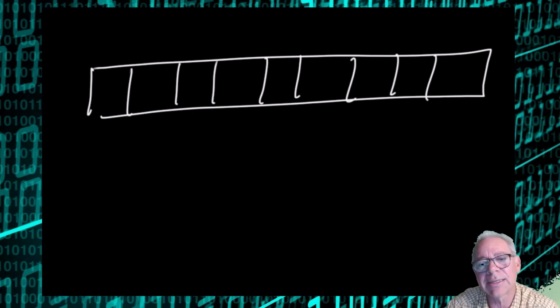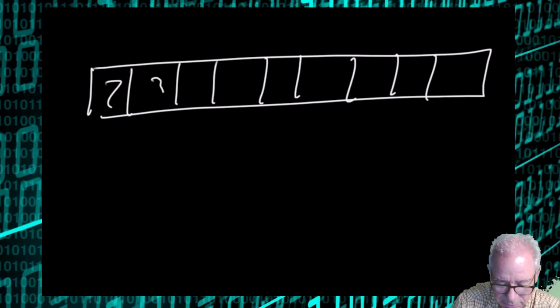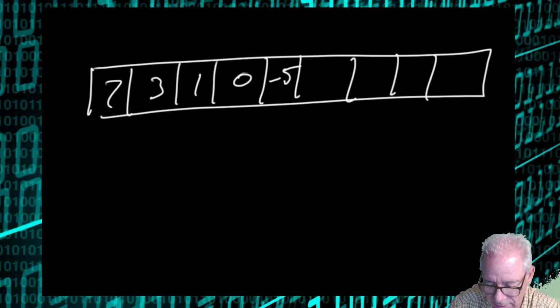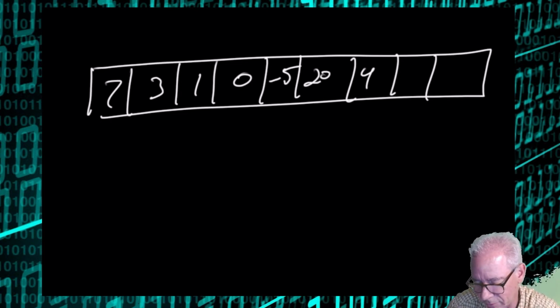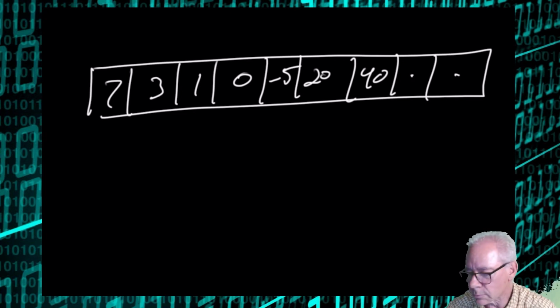The other examples might be sorting. If I have an array of numbers and they're not in any particular order, but I really want them to be in order, it's going to be 7, 3, 1, 0, minus 5, 2, 20, 40, etc. If I want these numbers to be in order, there are multiple ways of doing it, and it's a really good exercise to actually write a few of these simple sorting algorithms yourself.